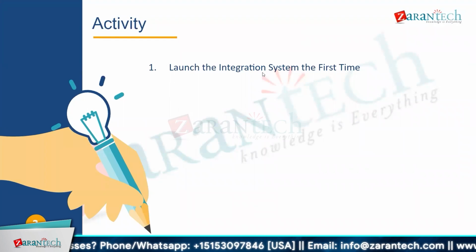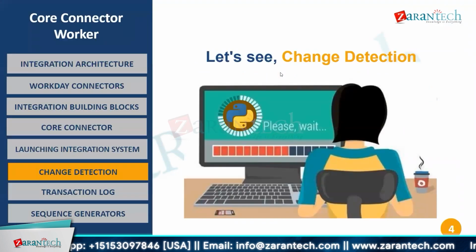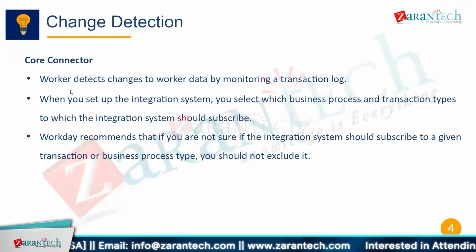So we just launched an integration system for the first time, and the worker core connector detects changes to the worker data by monitoring a transaction log. When you set up the integration system, you select which business process and transaction types the integration system should subscribe to. Workday recommends that if you're not sure whether the integration system should be subscribed to a given transaction or business process type, you should not exclude it.